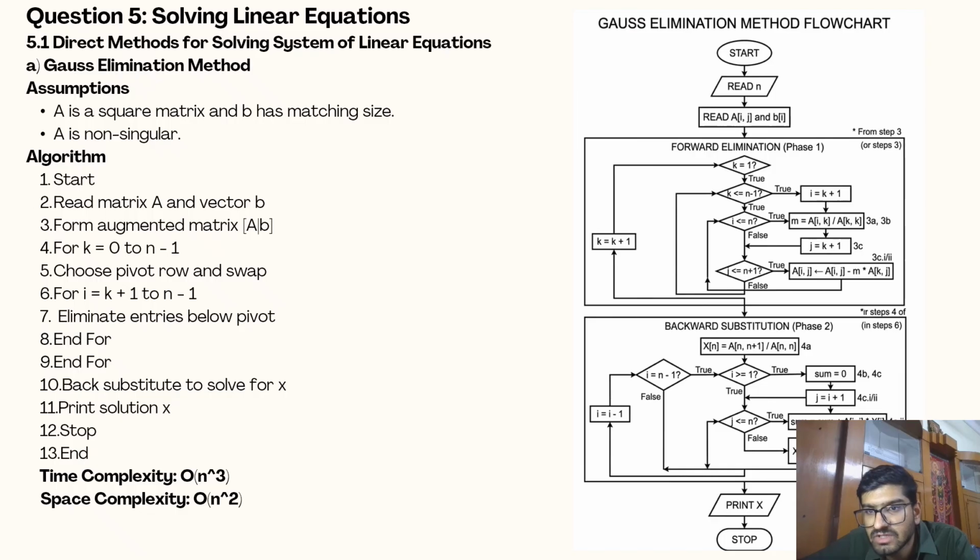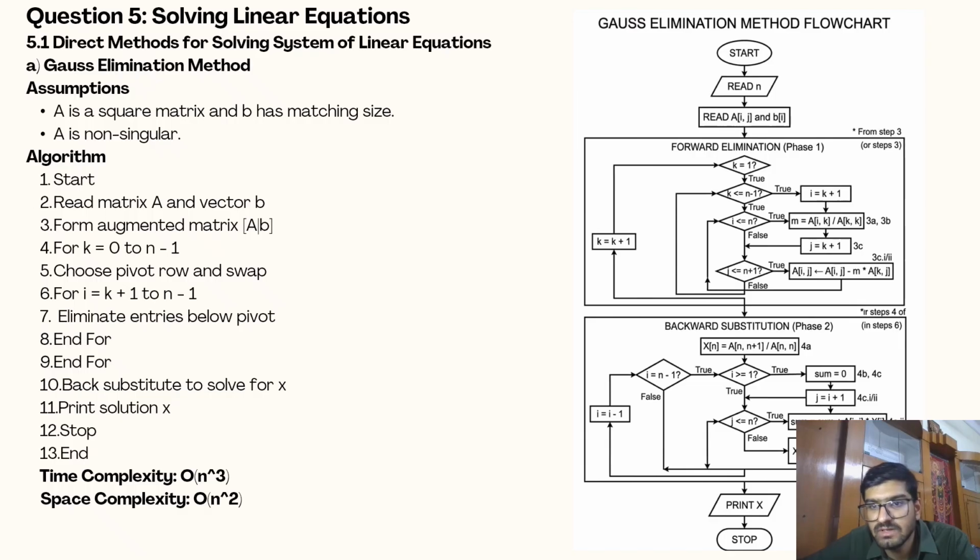Compute it, and after that, if false, then it checks whether j is less than n plus 1 or not. If it's true, then a of i comma j is equal to a of i comma j minus m times a of k comma j. And if it's false, it again checks the condition until j less than n plus 1 is true. After that, the backward substitution starts.